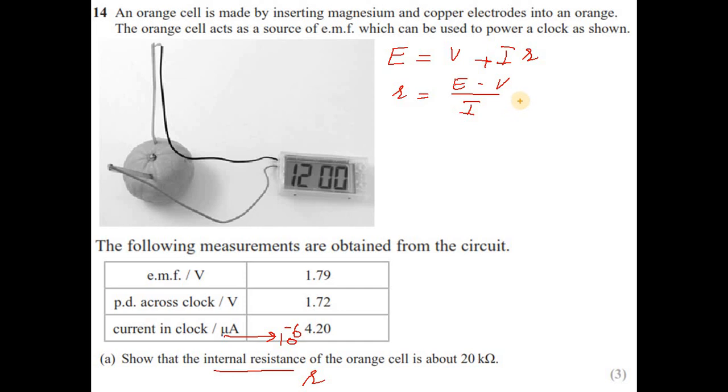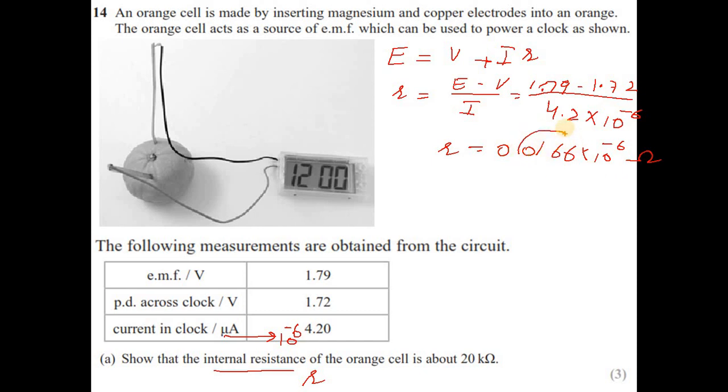Don't forget. So I'll just write 1.79 minus 1.72, divided by 4.2 times 10 to the power minus 6. When you solve this, you have an internal resistance of around 0.0166 times 10 to the power minus 6 ohm. So you can shift this decimal to the right side, because you need to give the answer in kilo, meaning 10 to the power 3.